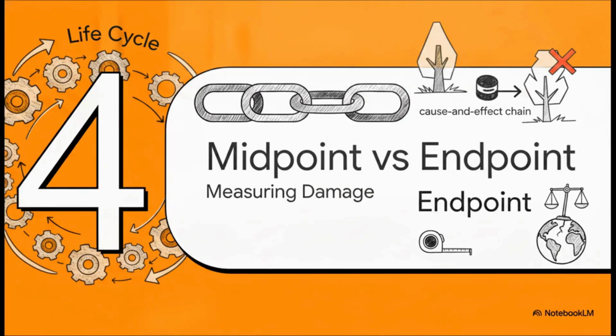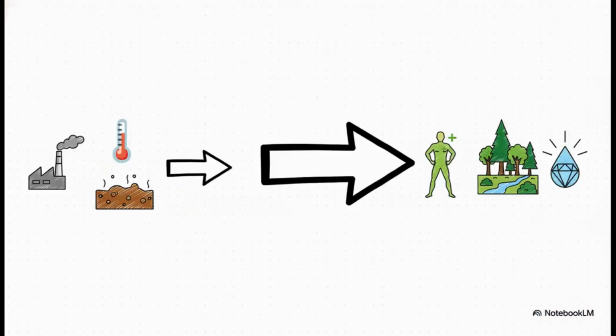Next up is part 4, midpoint versus endpoint indicators. This is a vital distinction in environmental science. Midpoint indicators look at the immediate environmental process, right in the middle of the chain. This means measuring the actual greenhouse gas buildup or the acidification of the soil. Endpoint indicators, on the other hand, zoom all the way out to the end of the chain. They measure the ultimate damage done to our broad areas of protection: human health, ecosystem quality, and resource availability. Midpoints offer higher scientific certainty, while endpoints are usually a lot easier for the general public to grasp.